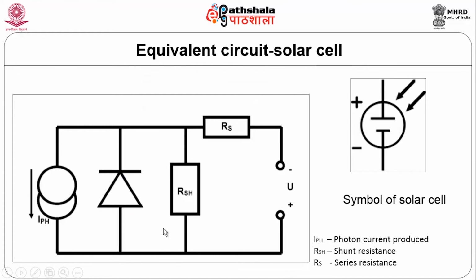And this is the equivalent circuit of the solar cell. It is the symbol of the solar cell, and this is the solar cell circuit, and this is the photon current produced here, and this is the shunt resistance, and this is the series resistance, and this is the negative and positive, and the load we are getting from here.